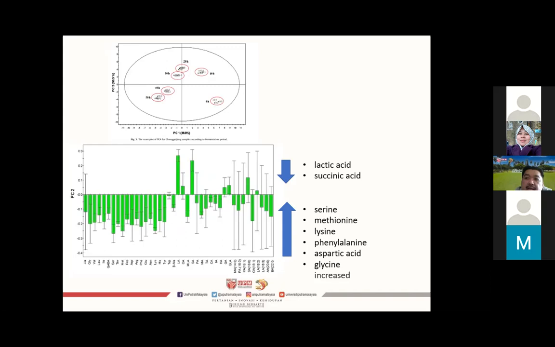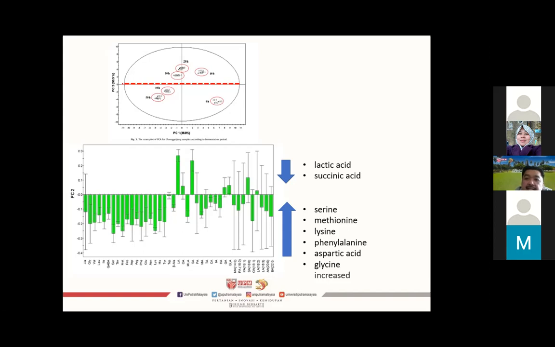The sample from 20 hours of fermentation could be more clearly discriminated in the score of PC2. This is PC2. This is a positive quadrant, negative, this one positive, and this one negative. Levels of serine, methionine, lysine, phenylalanine, aspartic acid, and glycine increase, as the level of most amino acids decrease in the early stage of fermentation and increase in the later stage.